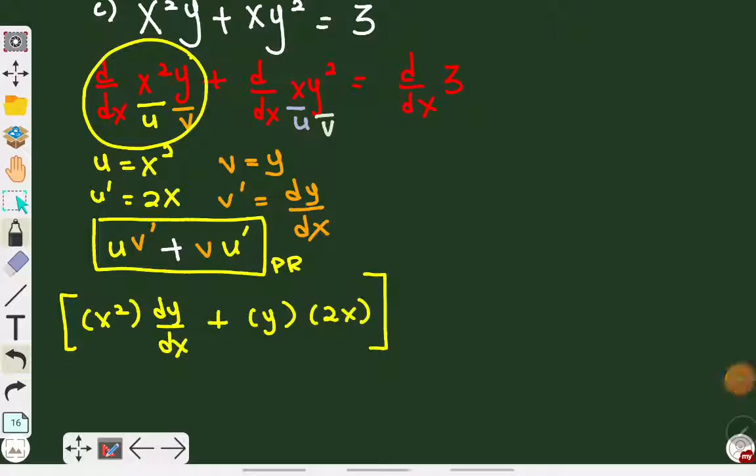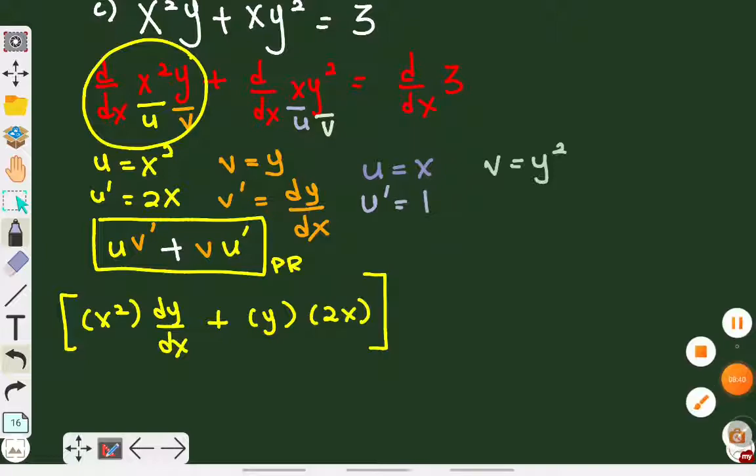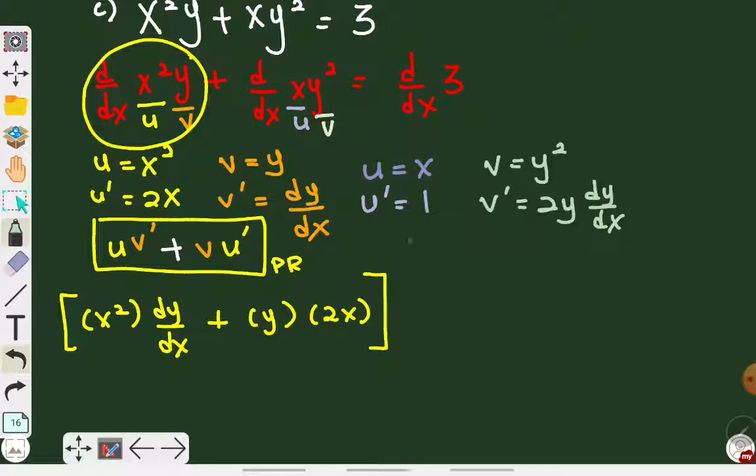Let's have the second term. For the second term, u equals x and v equals y squared. Differentiating u, we have u prime equals the derivative of x, which equals 1. Next, differentiate v. So v prime equals the derivative of y squared, which is 2y. Careful, you have terms of y, so you have to slot in the dy dx.